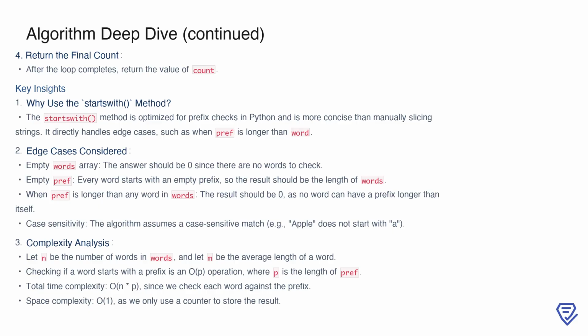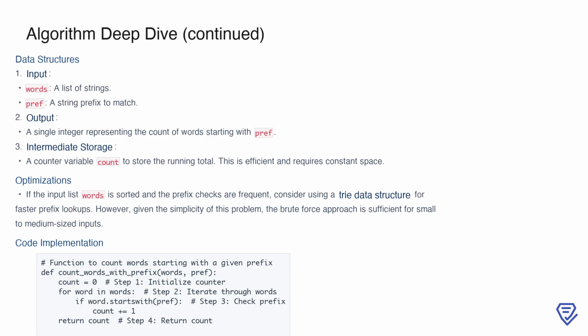In terms of complexity, the algorithm is efficient for small to medium-sized inputs. The time complexity is O(n * p), where n is the number of words and p is the length of the prefix, while the space complexity is O(1), since we only use a counter variable. Breaking the problem down further, the data structures involved are straightforward. The input consists of a list of strings called words and a string pref that represents the prefix we are matching. The output is a single integer, which is the count of words that start with pref. For intermediate storage, we only use a single counter variable, count, to keep track of the running total. This simplicity ensures that the algorithm is space efficient.